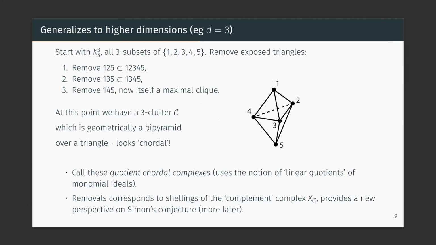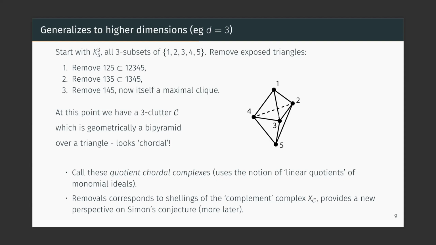And so this is like a chordal complex, because if you think of that bipyramid as bounding a homology cycle, then it actually has a chord. The triangle there is the triangle cutting it in half. That's playing the role of a chord in a usual cycle, and so this is what the complexes you get from this construction look like. I want to call these quotient chordal complexes.